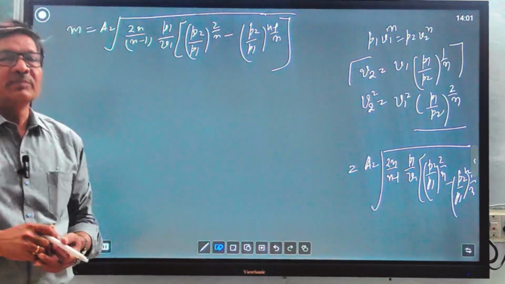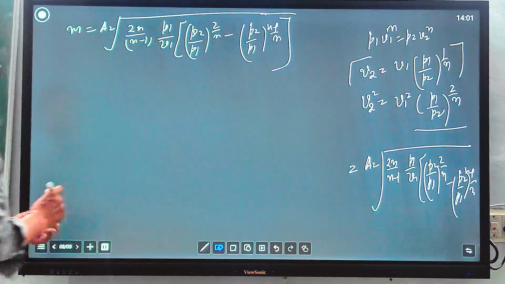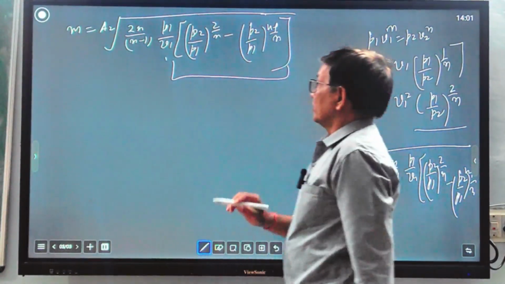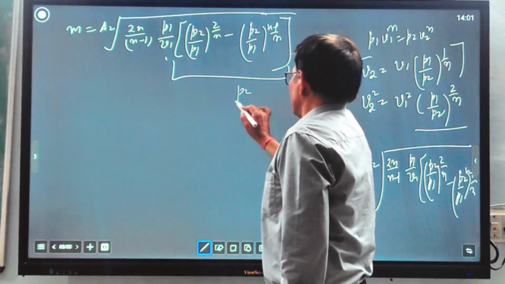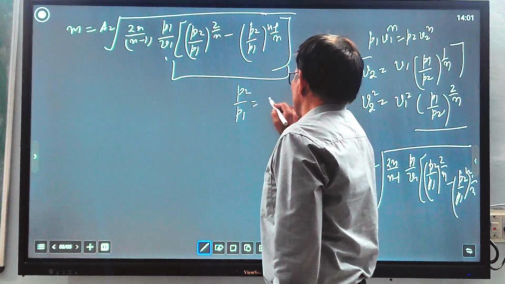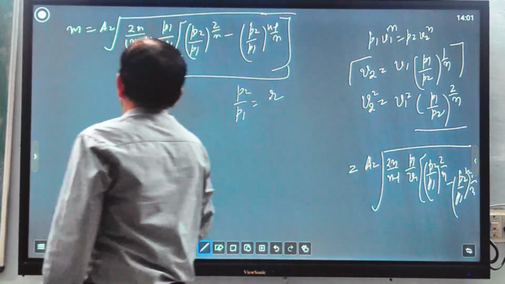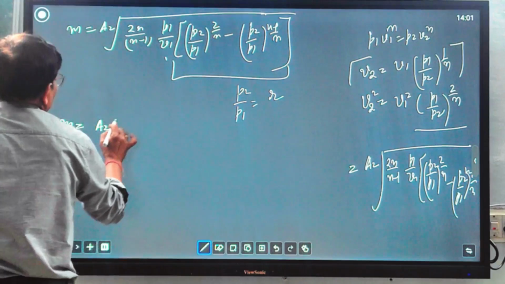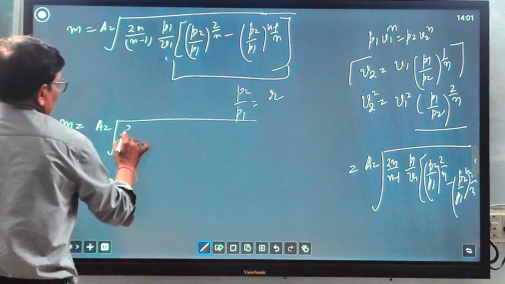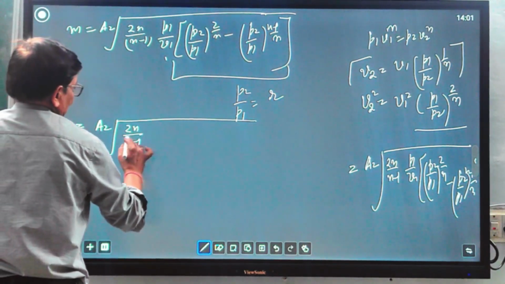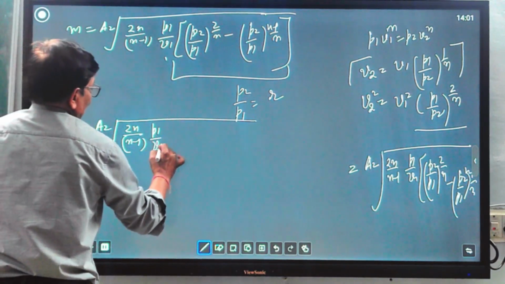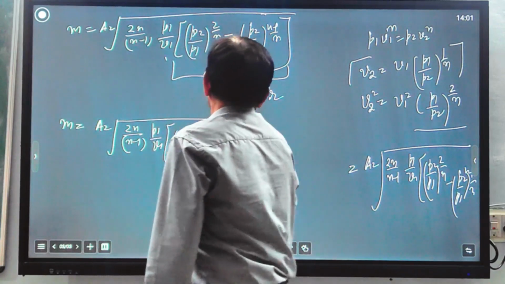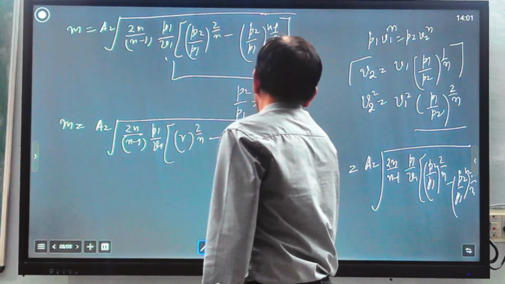What are the conditions of the maximum discharge? So see here inside the bracket, this P2 by P1 is a ratio. We can take P2 by P1 equal to ratio R. The equation will simplify to m equal to A2, this is a constant value, and 2n upon n minus 1 P1 upon V1, and R to the power 2 by n minus R to the power n plus 1 upon n.